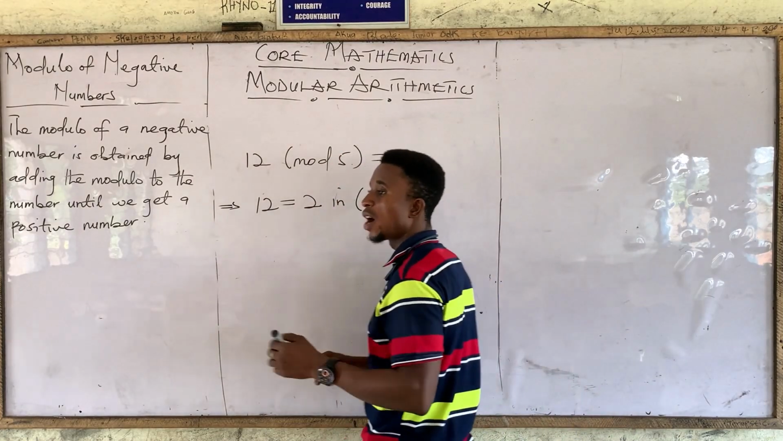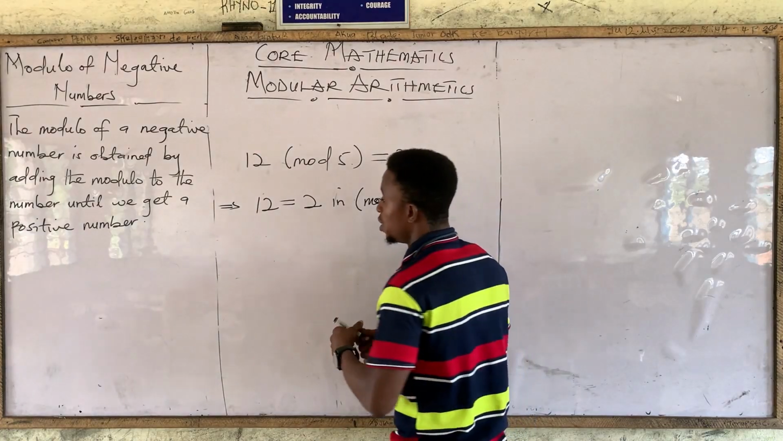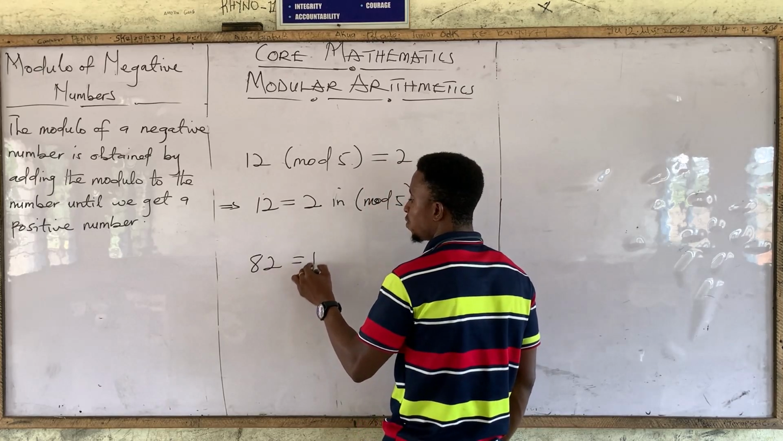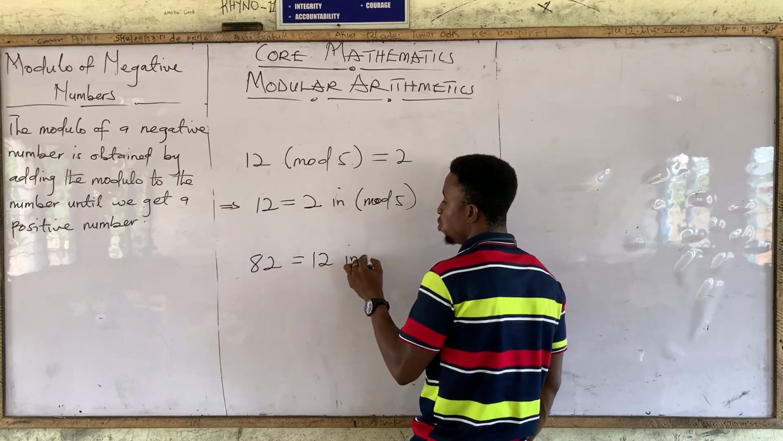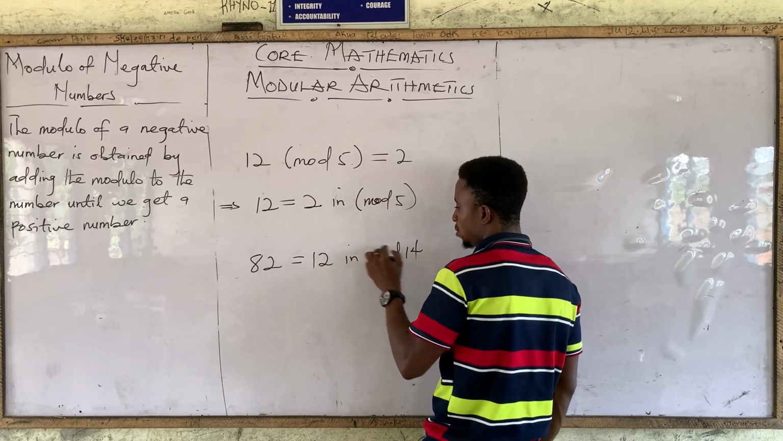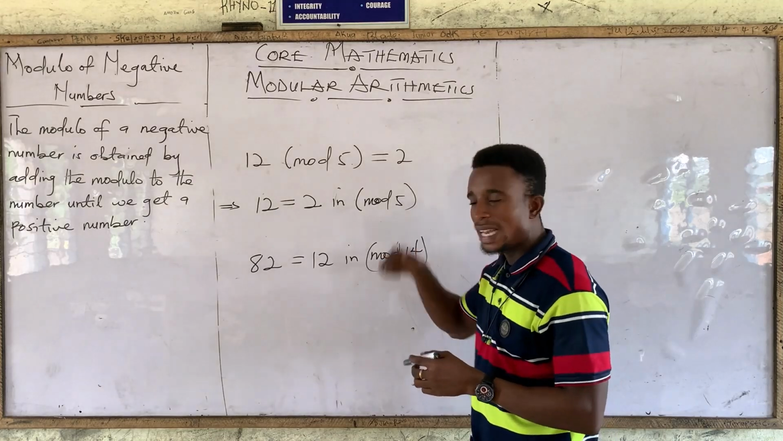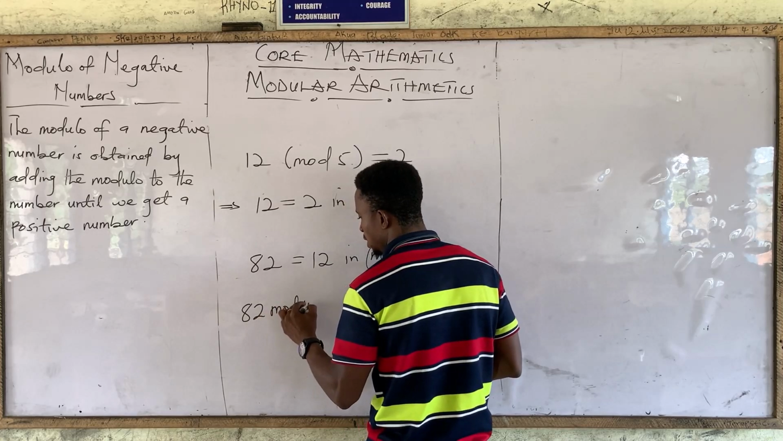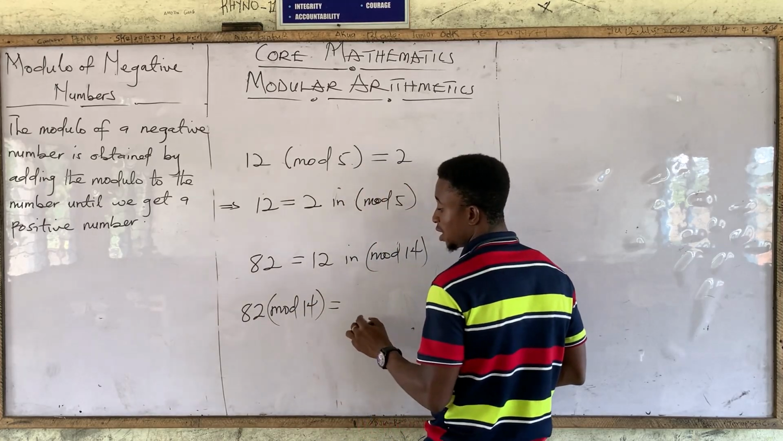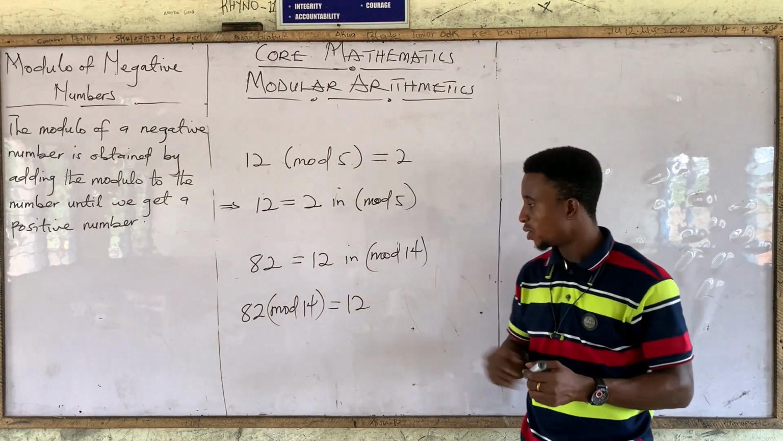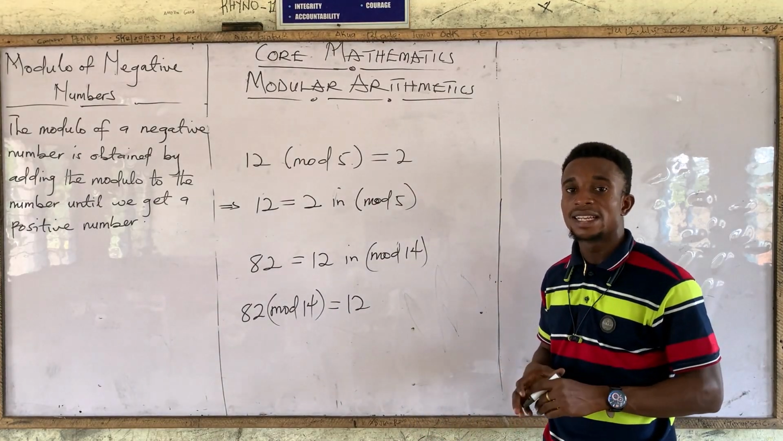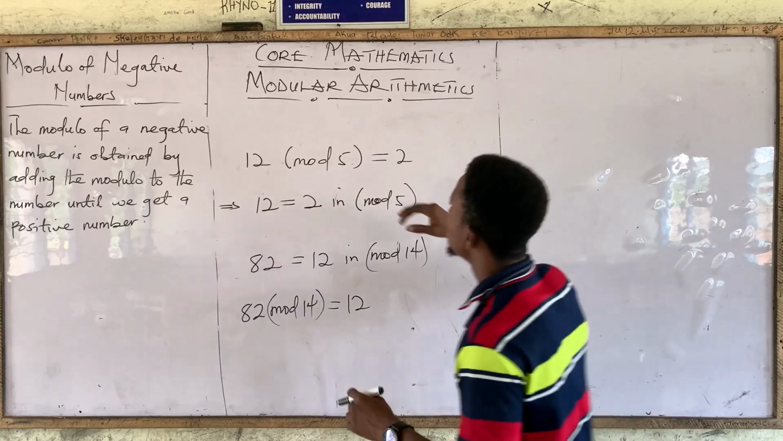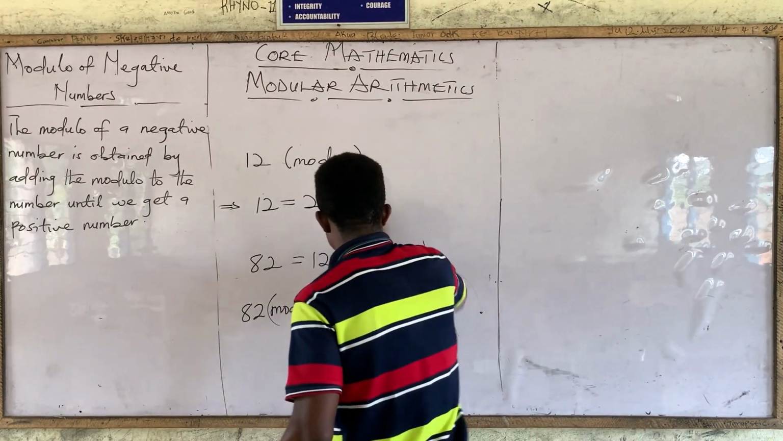Like that of the 82 and the 14 I gave you. That one, we can say 82 is equal to 12 in mod 14. So this is the same as 82 mod 14 is equal to 12. This one is the same as this, and I want you to bear it in mind very well, because very soon we will use it. Okay, let's now proceed.